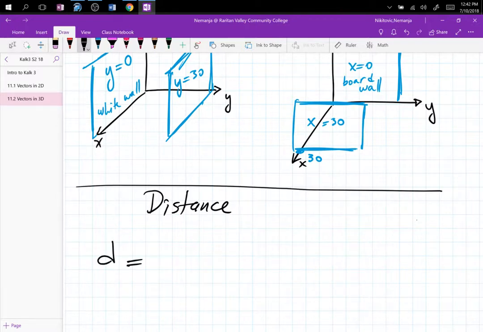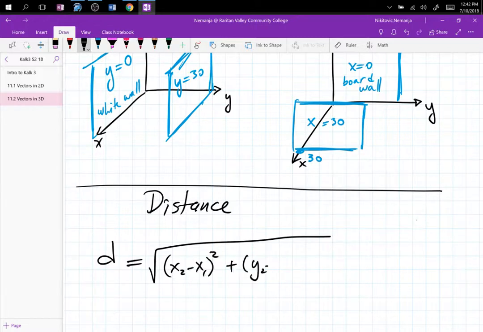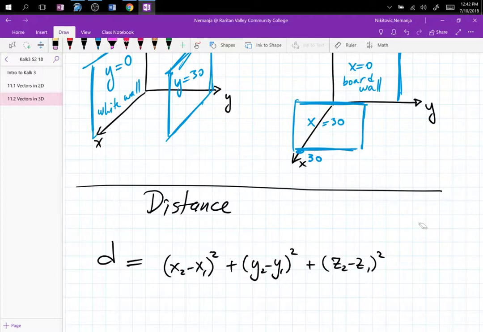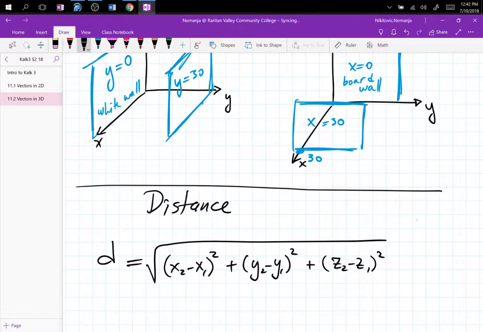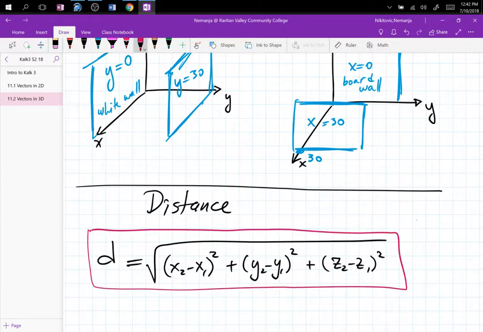And the distance will be measured simply by x2 minus x1 squared plus y2 minus y1 squared. This is your distance formula from algebra. But since we are in 3D, we also need to have the z component in it. You will find that many formulas in Calculus 3 are just your old formulas recycled with z placed in the formula. So this is your distance formula. You will have 2 points in space. So distance between x1, y1, z1 and x2, y2, z2.